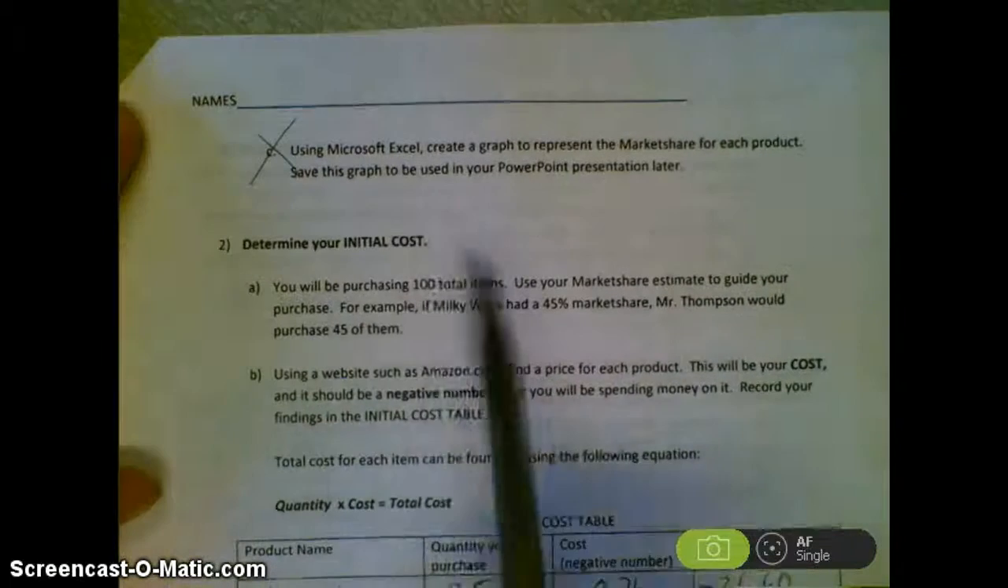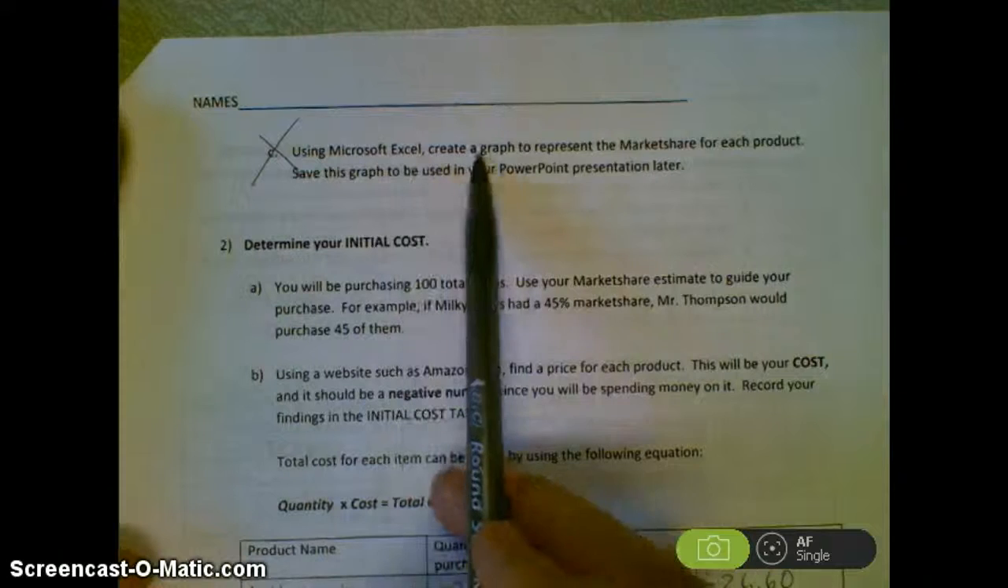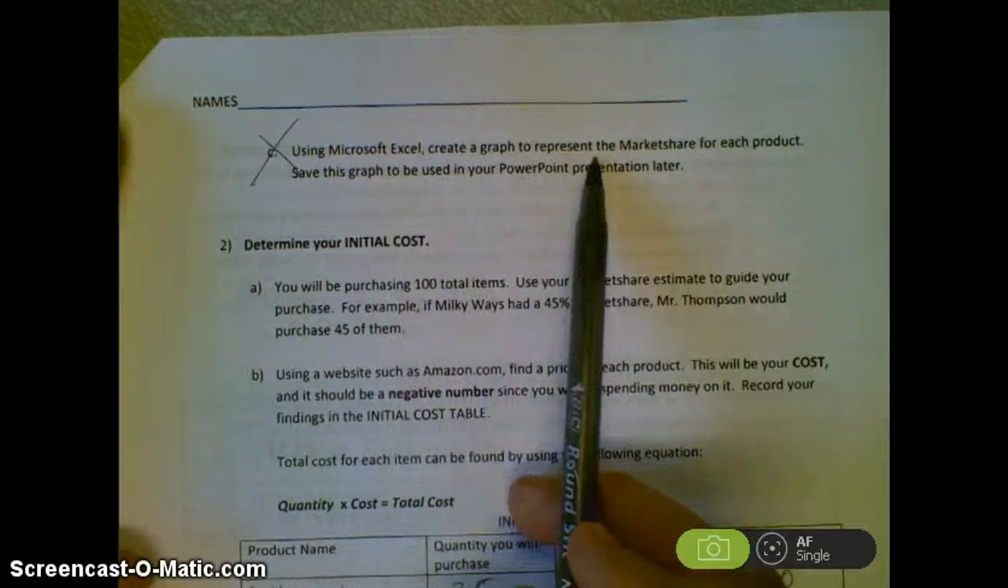We are not going to do this part of the project because we're limited on time here. So if you did a graph, then I'll put a little bit of extra credit on there, but we don't have to do it.